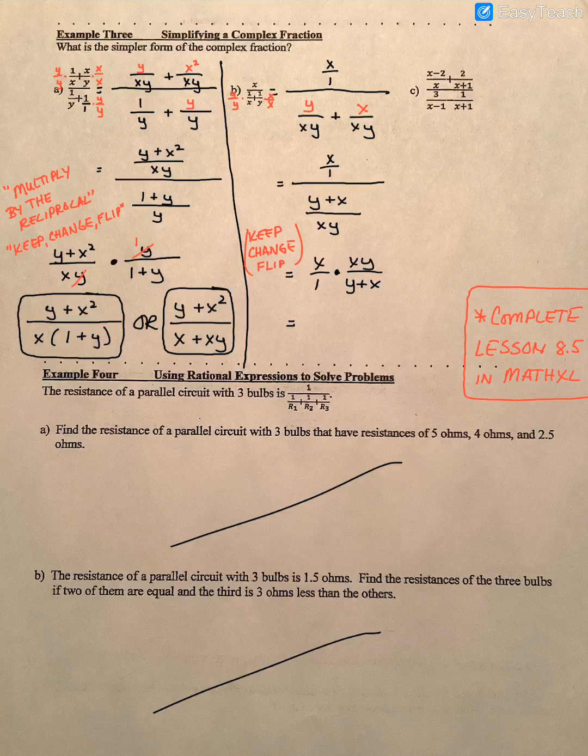X times xy. Well, x times x is going to be x squared times the y. The denominator, 1 times y plus x, is y plus x. So I'm expressing my answer as x squared y over y plus x. If you take that denominator and make it x plus y, that would be equivalent as well.